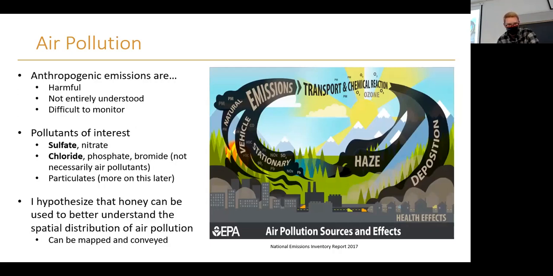And then chloride, phosphate, and bromide. These are some other pollutants of interest to me. They're not necessarily air pollutants, but using the methods that I'll describe next, it looks like we can get a good look at these and where they might be. Also, I'm interested in particulate matter, but I'll come back to that soon.